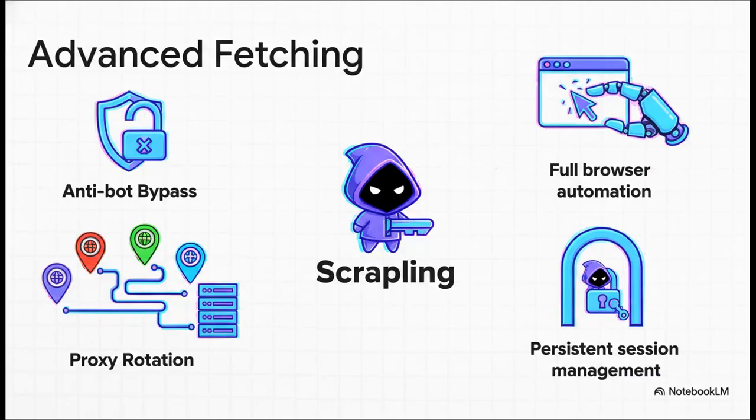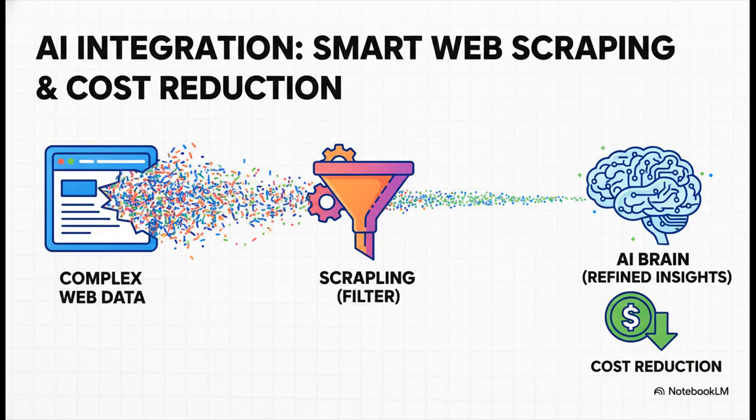Now, to get past those anti-bot security guards, Scrapling uses what it calls advanced fetching. You can basically think of this as its toolkit of spy gadgets. It can automatically rotate through different IP addresses, so it doesn't look like one person is making thousands of requests. It can handle login sessions to get data from behind a paywall. And it can even control a full web browser, making its clicks and scrolls look almost exactly like a real human is doing it.